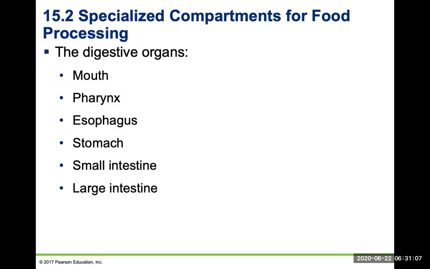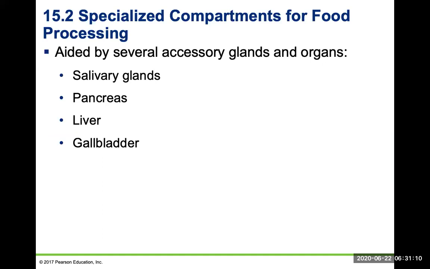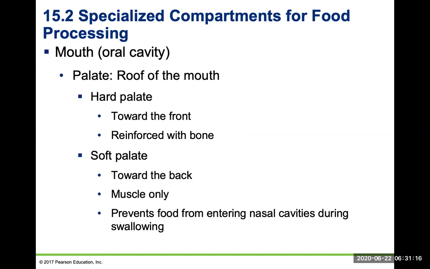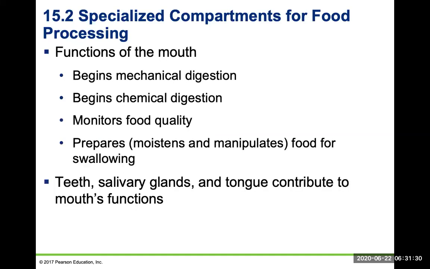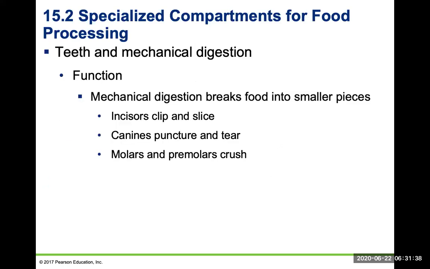These are the digestive organs. They're aided by several accessory glands and organs, which are listed here. The mouth is your oral cavity. The hard palate is towards the front, and the soft palate is towards the back. Your soft palate will actually elevate to prevent food from entering your nasal cavity when you swallow. And these are the functions of the mouth that we talked a little bit about already, in that it also has teeth, salivary glands, and tongue that contribute to its functions.